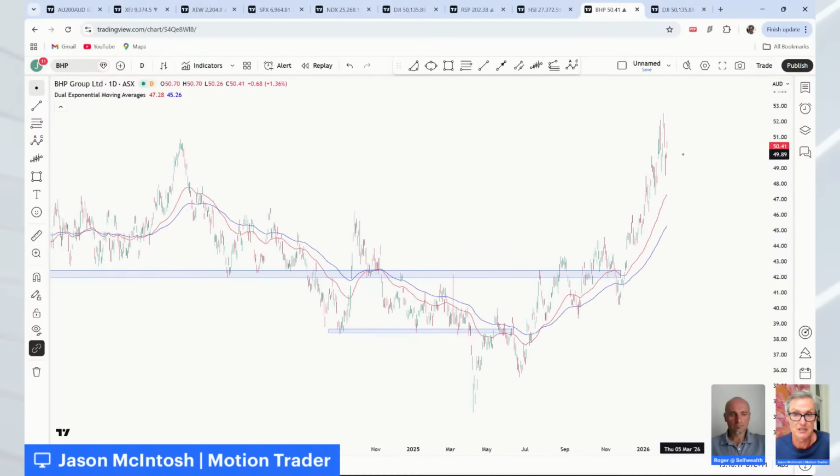Nothing here suggests that this is topping. Now, of course, tops can form and things can change, but that's not what we have at the moment. So I want to go with what's been working, and what's been working is owning these resource-orientated companies like BHP. For me, this is one I'd want to stay in and look for opportunities maybe to actually get in. But I think near-term consolidation would probably be the favoured view.